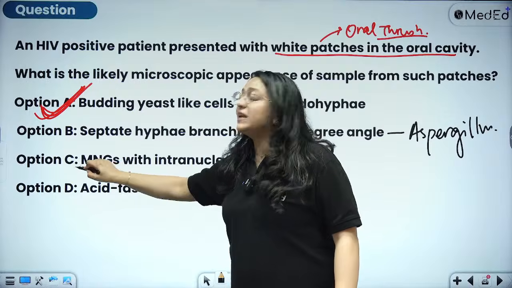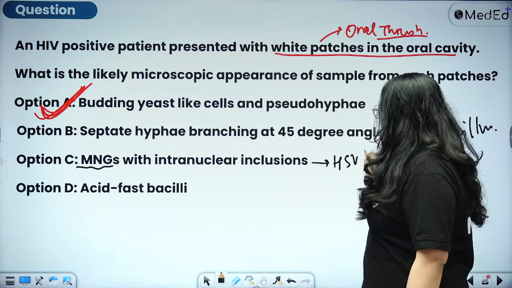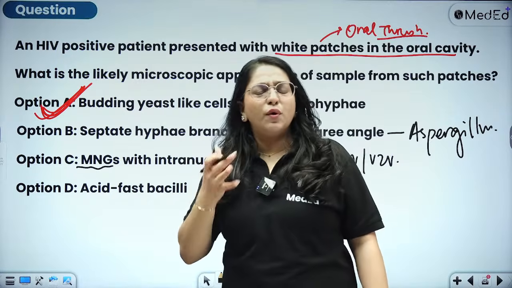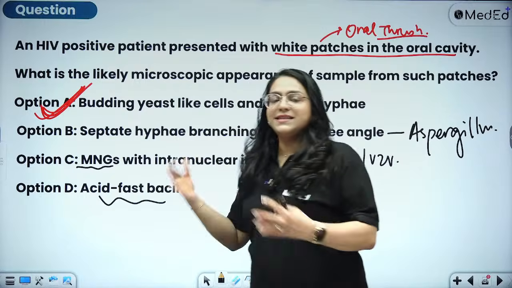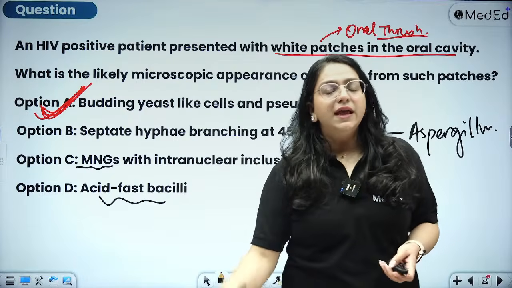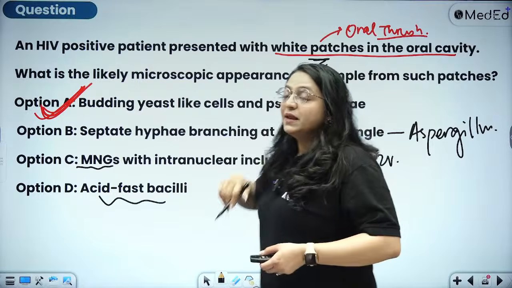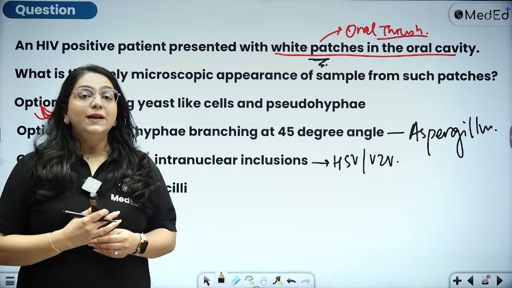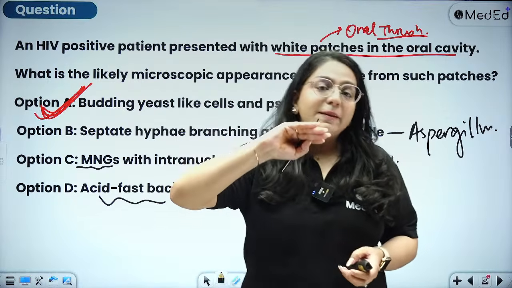MNGs, multinucleate giant cells with intranuclear inclusions. What is this? This is herpes simplex virus or varicella zoster virus on Tzanck smear. No reason for white patches. Acid fast bacilli is TB, nocardia, nothing doing. What else could have been this white patch? It could have been Epstein-Barr virus, but the oral hairy leukoplakia caused by Epstein-Barr virus cannot be scraped off.